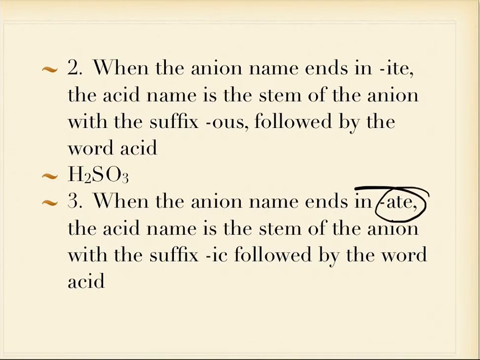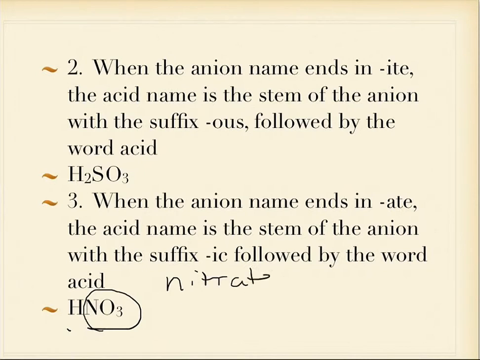If it ends in ate, then it becomes ic. And one of the things that I always tell everybody is just remember, if you ate acid, that's really icky. So we don't want to do that. So ate is ic. So anything that ends in ate becomes something ic acid. So if we take a look at NO3, we find out, oh, that's nitrate. So it ends in ate. Ate becomes ic. So this becomes nitric acid. Okay?